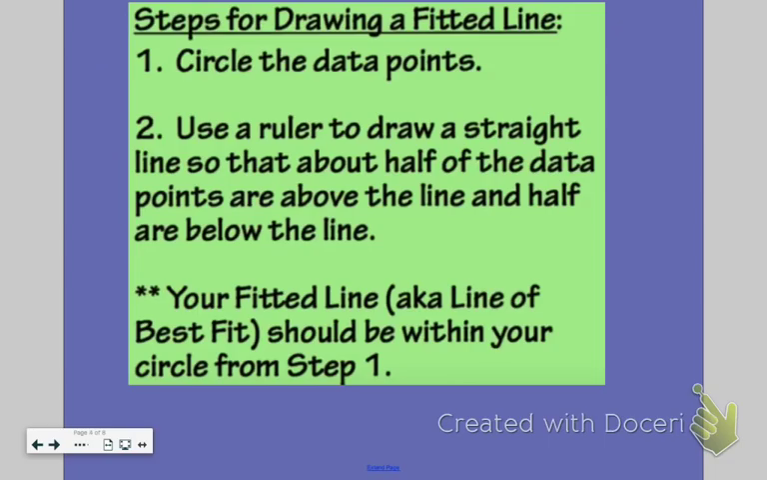Go ahead and press pause and jot down the steps for drawing a line of best fit. The first step is to circle the data points. Your circle might look a little bit more like an oval, and that's okay. Step 2, use a ruler to draw a straight line, so about half the data points are above and half the data points are below the line of best fit.